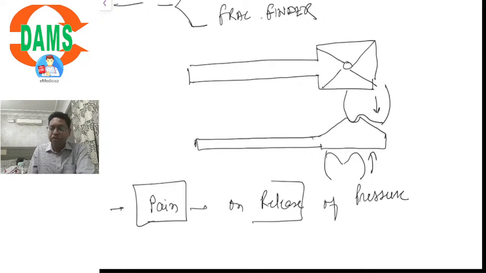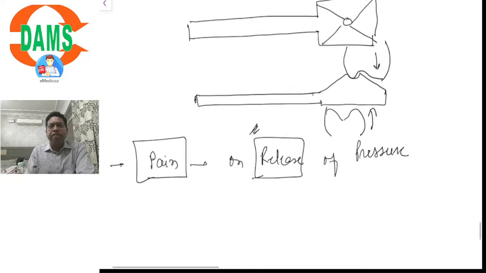When the patient bites down, there is no pain, because mostly whenever the patient bites down and there is pain, it means there is tenderness on pressure. We suspect apical periodontitis. Here, there is no pain when the patient is biting down, but there is pain on release of pressure.